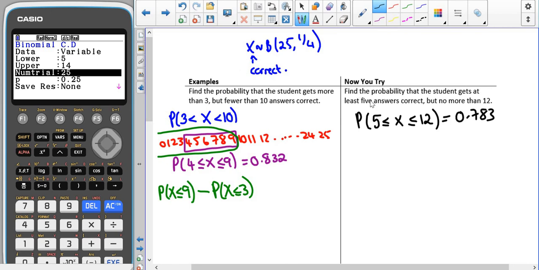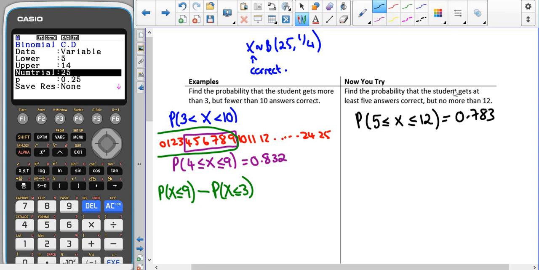So for the first one though, find the probability that students get at least 5 answers correct, but no more than 12. If you think about what this actually means, and this can sometimes be the hardest part of answering these questions, is trying to understand the language that has been used. So if you're getting at least 5, then that means that we are including 5, and that 5 is going to be the smallest value, and then it's going to be less than or equal to, and then it's but no more than 12. So again, we are including the 12, but we don't want 13, 14, 15 all the way up to 25. So it's going to be less than or equal to 12. So you've just got to be careful with the wording of the questions.